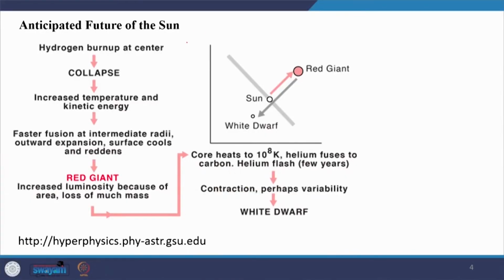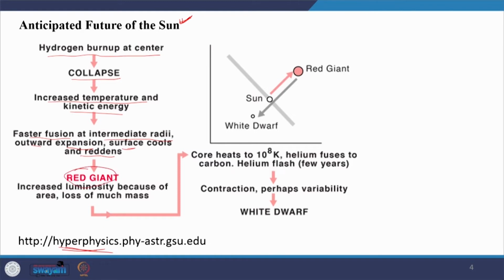Okay. So, this is an interesting diagram I have taken from this website, Hyperphysics. I think all of you are aware of this. Anticipated future of the sun. Right now, hydrogen burning is taking place at the center. Once it undergoes collapse because of the increase in temperature and kinetic energy, one can have faster fusion at intermediate radii, outward expansion in the outer region, and cooling at the surface, and then it becomes completely red, and it reaches the red giant stage.